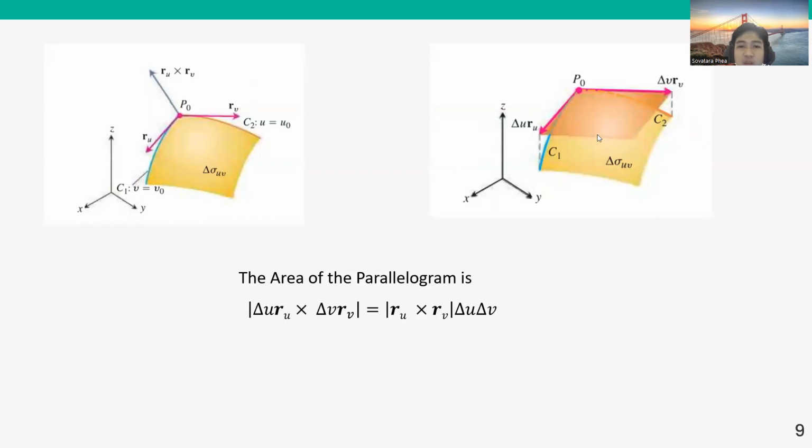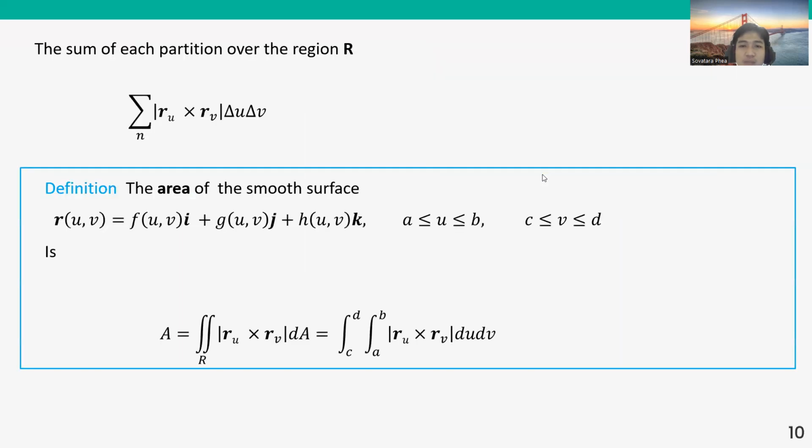So we use the formula for the area of a parallelogram. We get the absolute value of delta U times the partial derivative of R over U, crossed with delta V times the partial derivative of R over V. So it equals the absolute value of the partial derivative of R over U cross R over V, times delta U times delta V. So we get the area of the parallelogram, the small yellow rectangle.